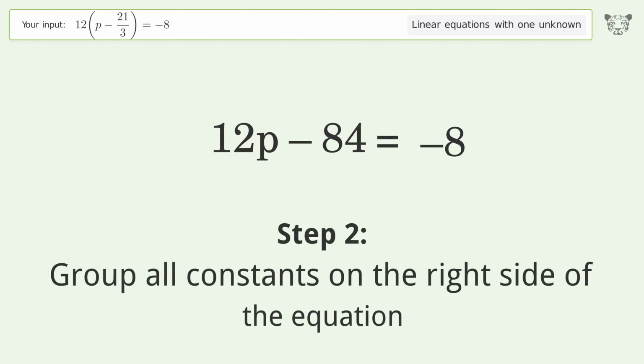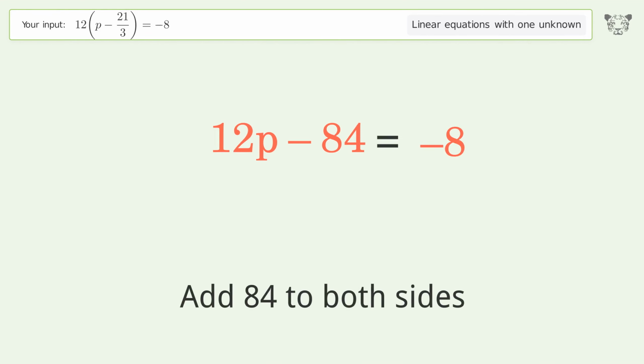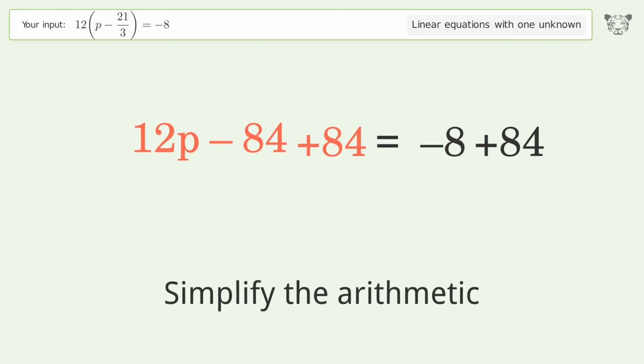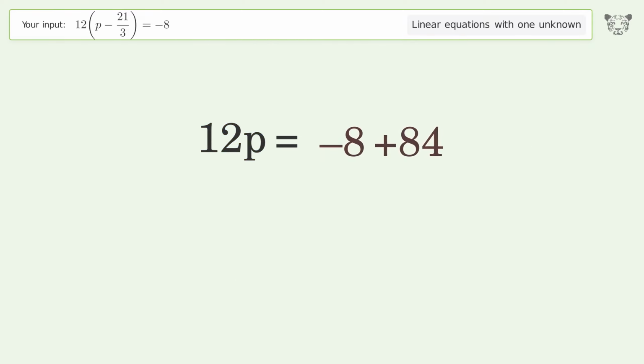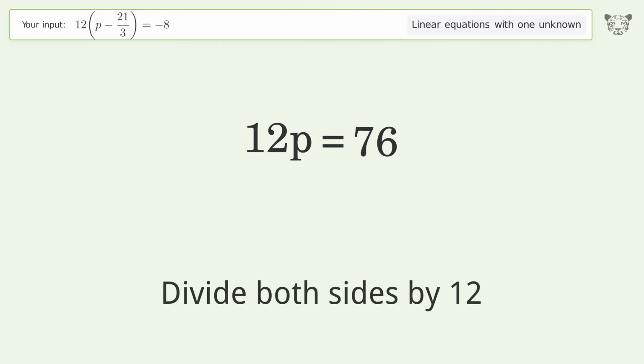Group all constants on the right side of the equation. Add 84 to both sides. Simplify the arithmetic. Isolate the L. Divide both sides by 12.